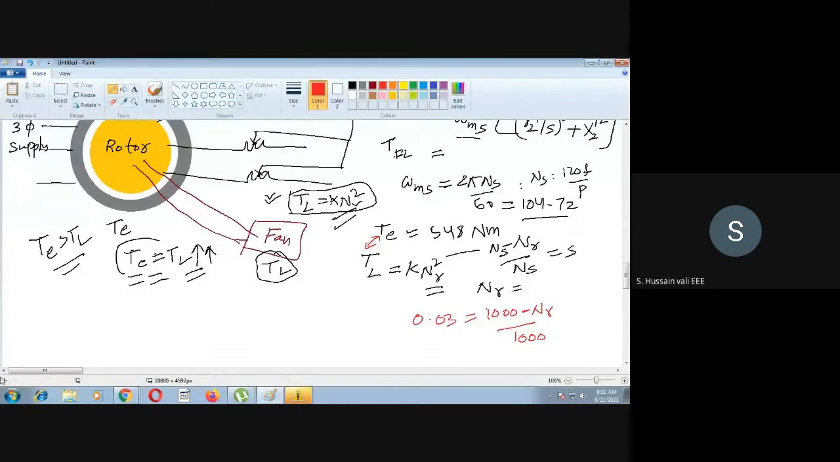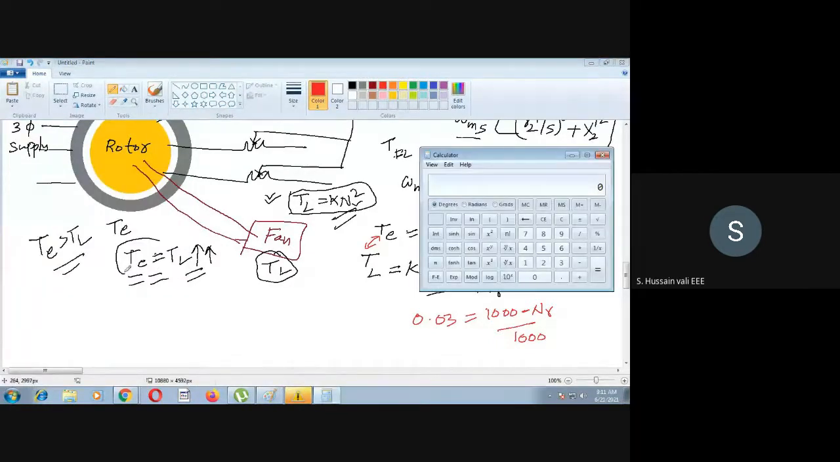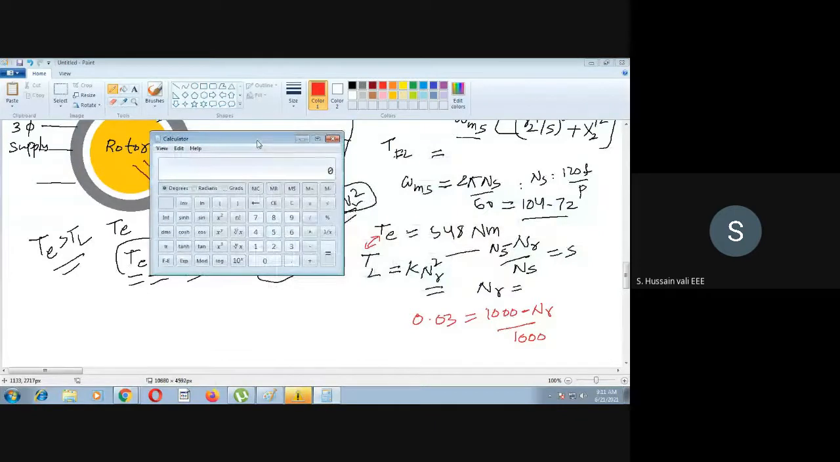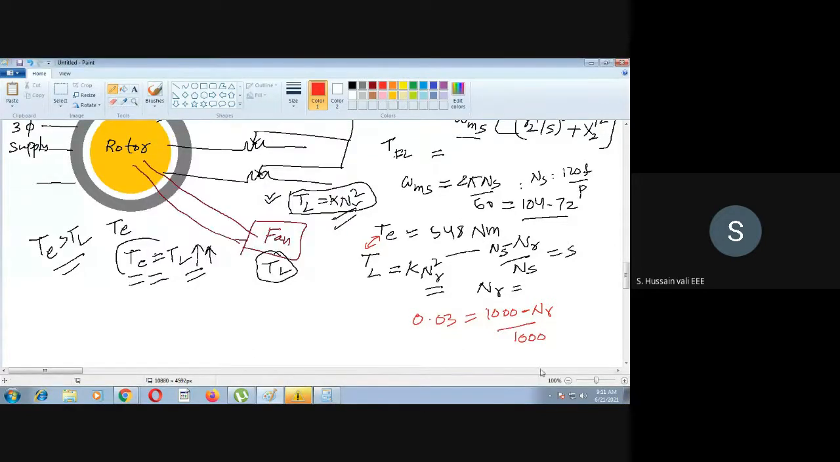So what is the answer you will get here? 30, 1000 minus 30, so 970. I think it is 970 only. So you will get nr is equal to 970. So this answer we got, 970.